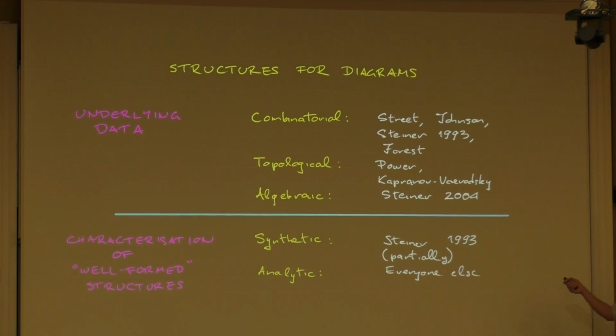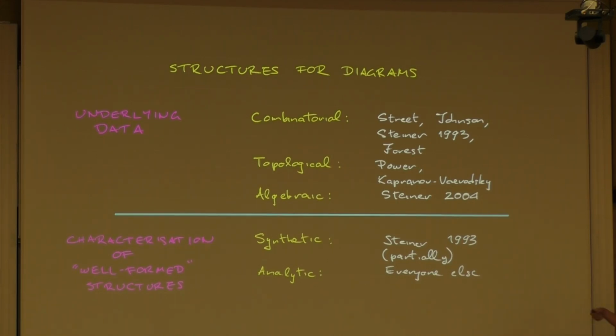And combinatorial approaches like this are the one by Street, by Johnson. Steiner has two different approaches. The one in the 1993 paper is of this kind, and there is also a more recent paper by Forest that both compares some of these models and gives an improvement on Street's original definition.